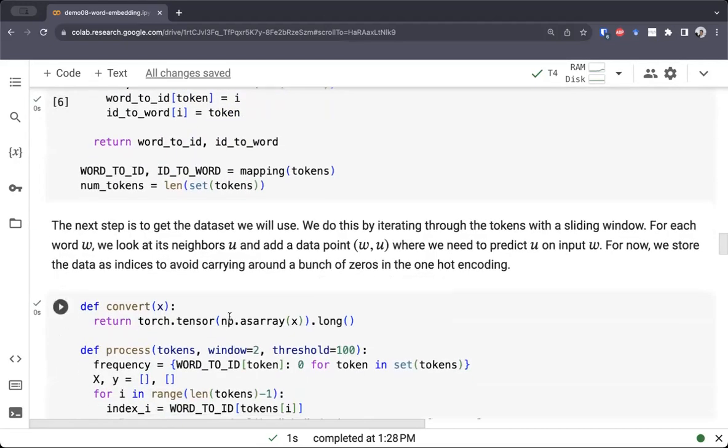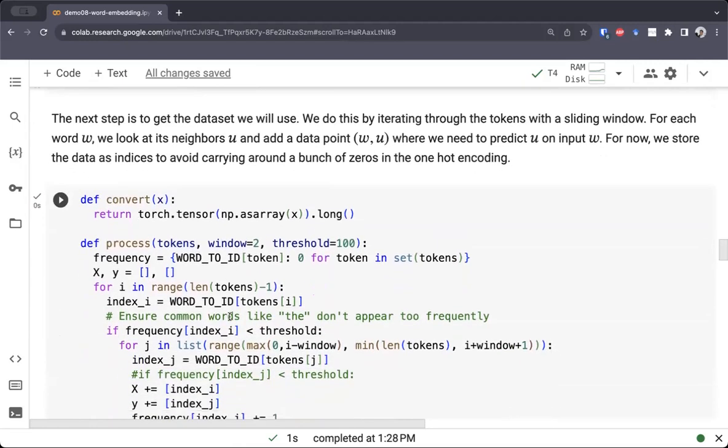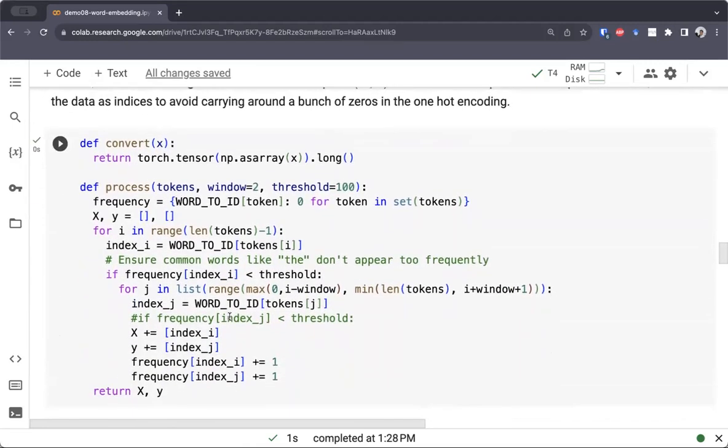Once we've done this step, we will process the tokens in such a way that we get the X and Y, our positive examples. We go through the words with a sliding window, which is how close we'll consider words to be if they're a positive pair. In this case, if a word is next to each other or one word away from it, we consider it a positive example. And then we add it to X and Y. X will consist of the first word and Y will consist of the second word. And then we're going to train it so that the embeddings of X and Y are close to each other.